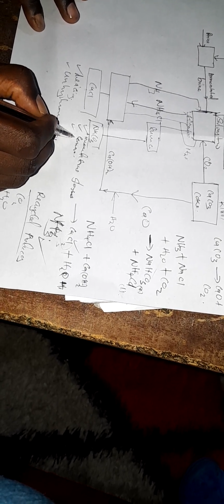Uses: manufacture of what? Manufacture of glass. Next, cement, it is a component of cement, manufacture of cement. Soap and detergents. Water softening. And it is also a component of food additives like baking powder. Is that okay?